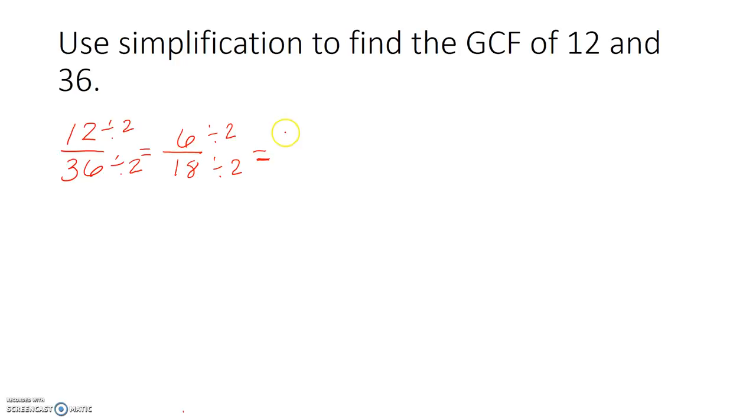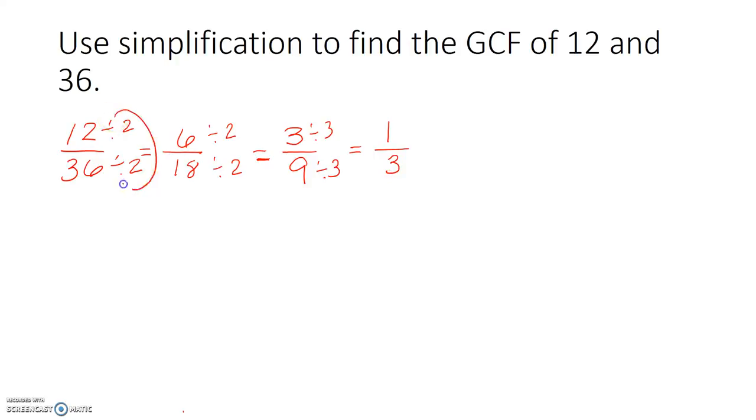So 6 divided by 2 is 3, 18 divided by 2 is 9, and 9 and 3 have the common factor of 3. So 3 divided by 3 is 1, and 9 divided by 3 is 3. So now I've got it in simplest form.